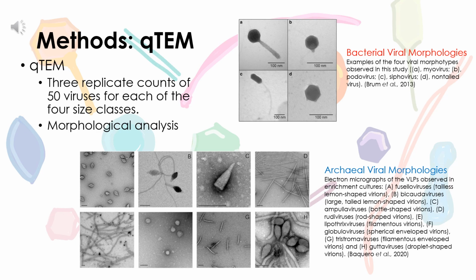Quantitative transmission electron microscopy entails spinning each of the binned viral fractions onto a glow discharge grid. These grids are then taken to the microscope, where photos are taken of the first 150 viruses from each grid that holds its own fraction. The 150 viruses are divided into 3 replicates of 50 counts to account for statistical significance in later analysis.